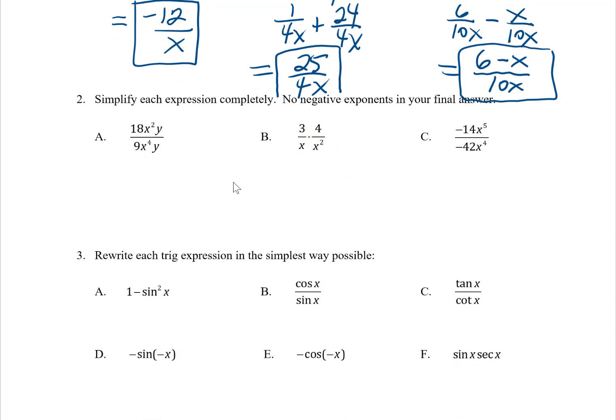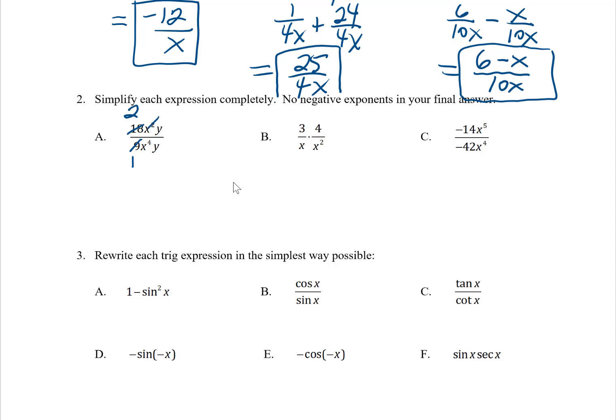Problem number 2, I want to do some simplifying. Letter A looks like it's all about dividing out common factors. Everything I'm looking at here on the top or the bottom is a factor. They're all being multiplied. With the numbers, I have a common factor of 9 that I can divide out. With the x's, I have 2 x's on top, x times x, and 4 of them on the bottom, x times x times x times x.